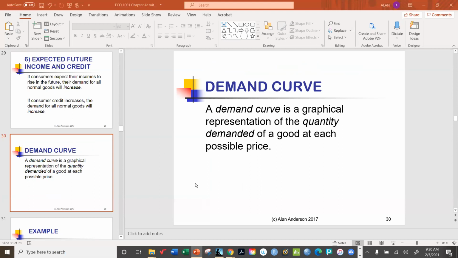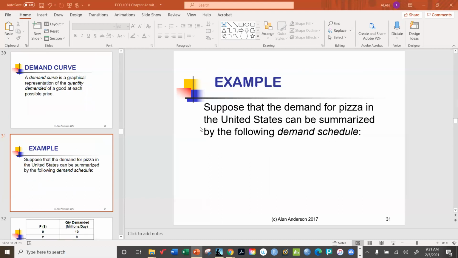So I've come up with an example of this. Oh, it's easy to draw. Don't worry about that. If you're not an artist, it doesn't matter. These curves are not hard to draw, but our job is to understand them. So we're going to look at the demand for pizza in the United States.